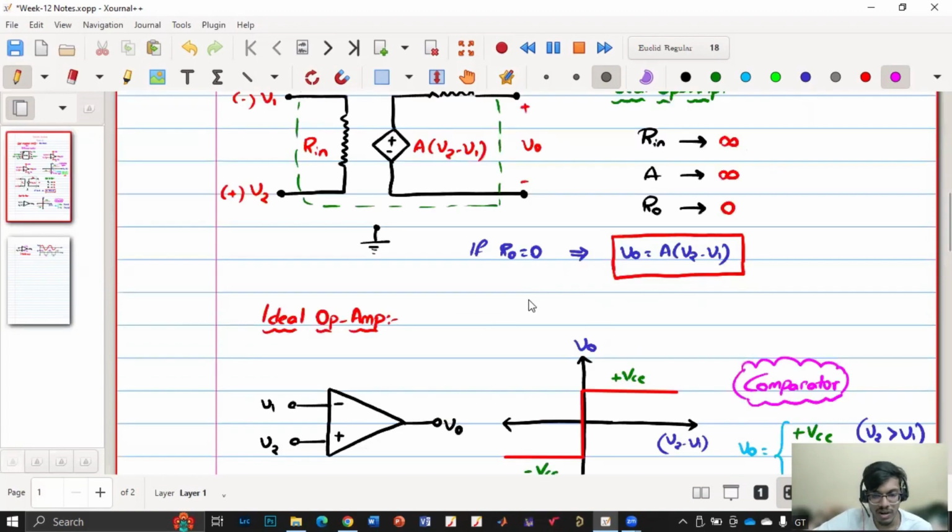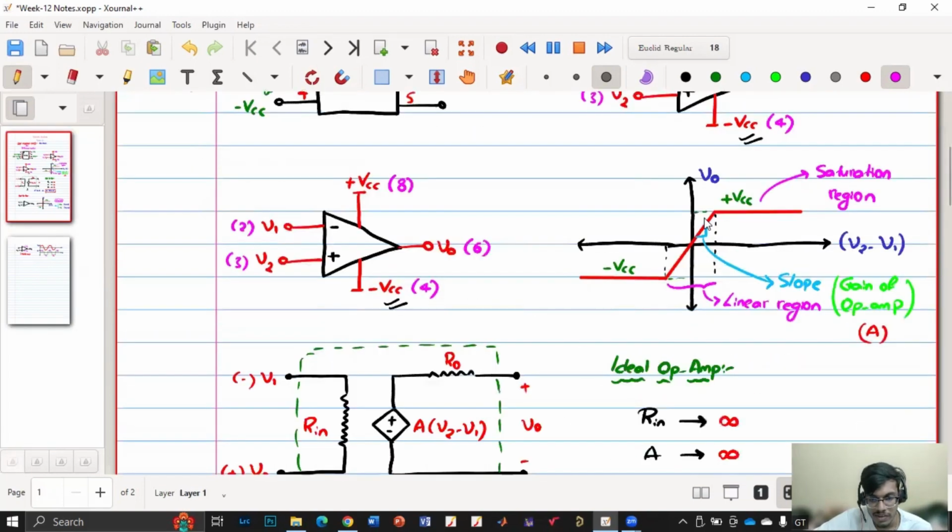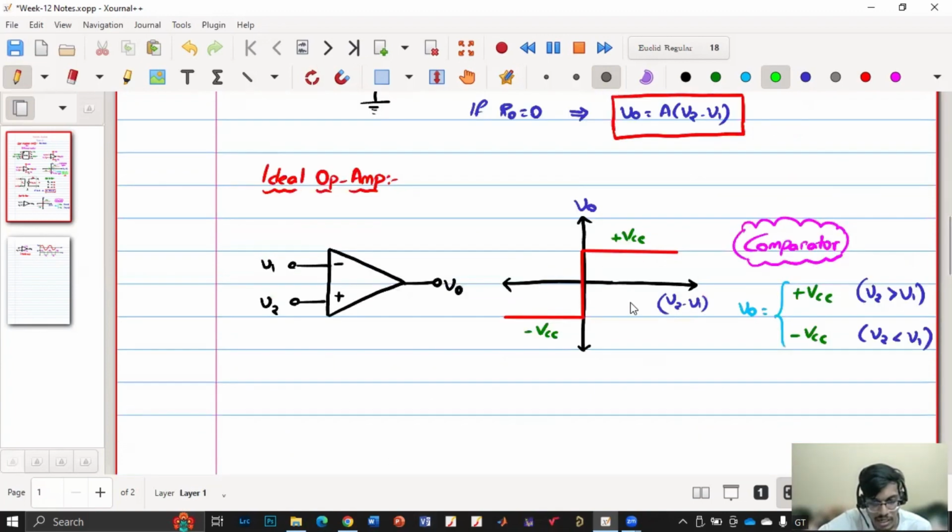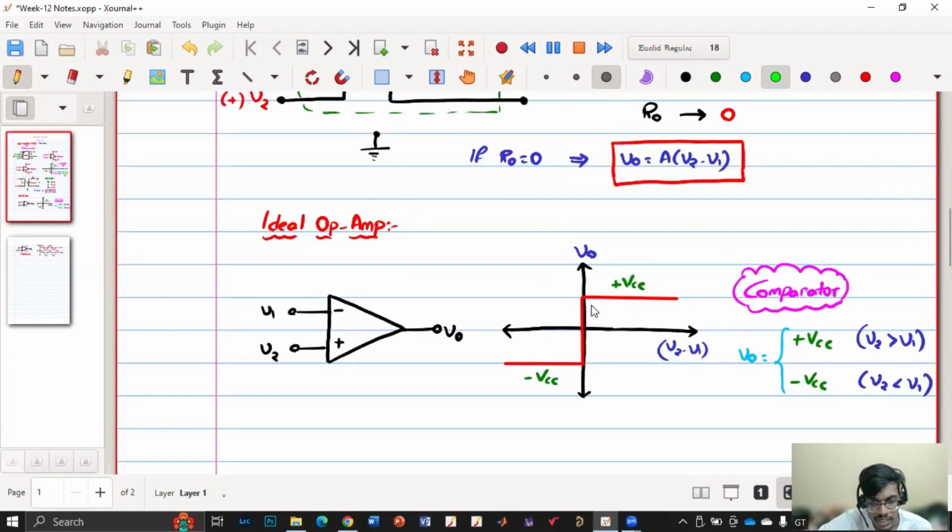So what happens for a non-ideal op amp? This value of V2 minus V1 will be very small because the gain is very high. V2 minus V1 should be very, very small for it to work like an amplifier, because the gain is very high. And if the gain is infinite, there is no linear region and it is almost at zero.